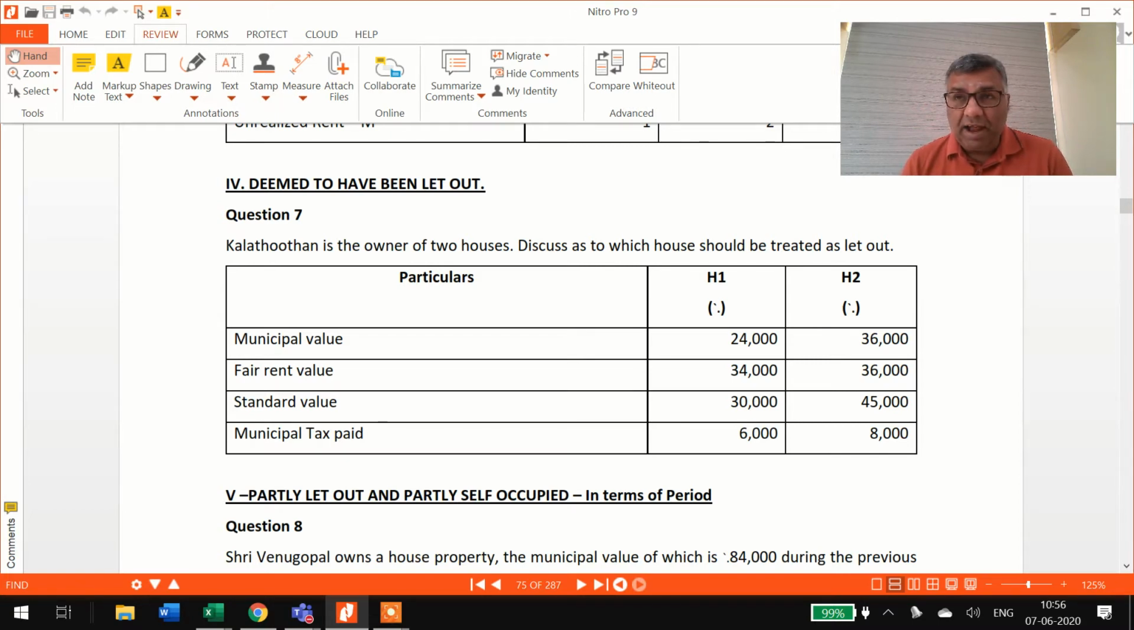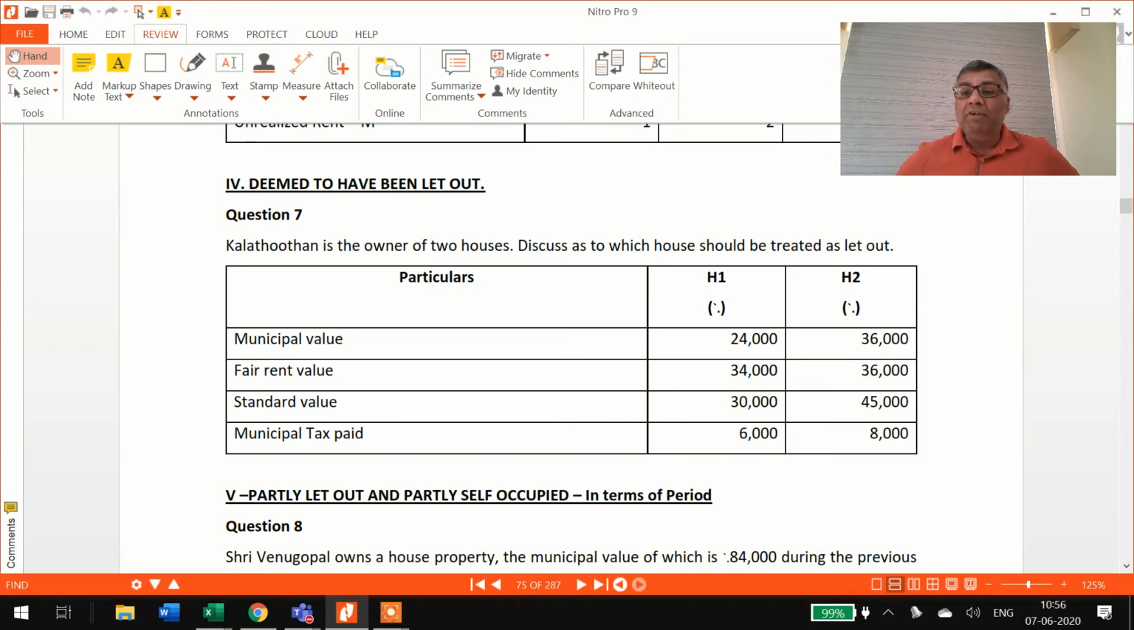Fair rental value 48,000. Standard rent 42,000. Municipal taxes paid 10,000. Repeating: 40, 48, 42 and 10.